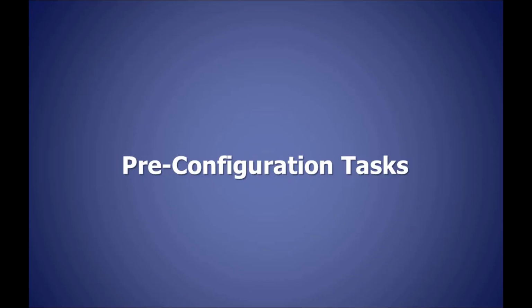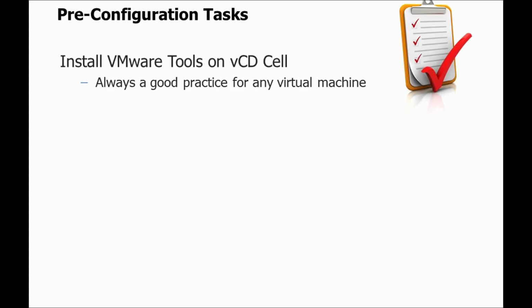To begin with, I'm going to cover some pre-configuration tasks that we'll need to do in order to get the vCloud Director environment up and running and usable for building out the private cloud. The first item on the task list is installing VMware Tools on the vCloud Director cell. This is not really a requirement so much as it is a good practice. Really, any virtual machine should have VMware Tools installed upon it.